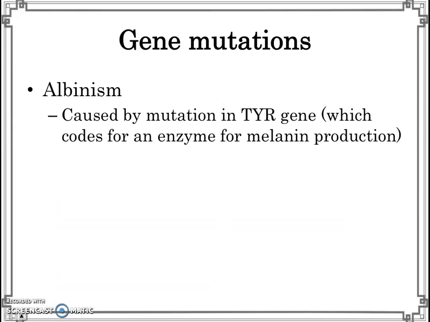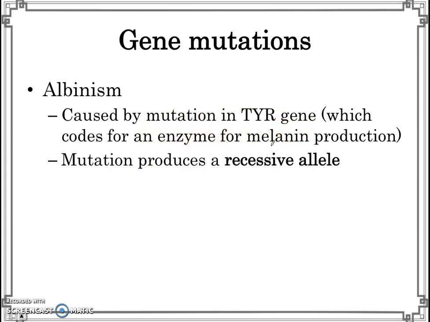So what is the cause of albinism? Well, it's caused by a mutation in a gene called the TYR gene. And this gene is important to code for an enzyme which produces melanin. So when this gene has a change in its structure, when it becomes mutated, then this enzyme can no longer be produced and melanin can no longer be produced.